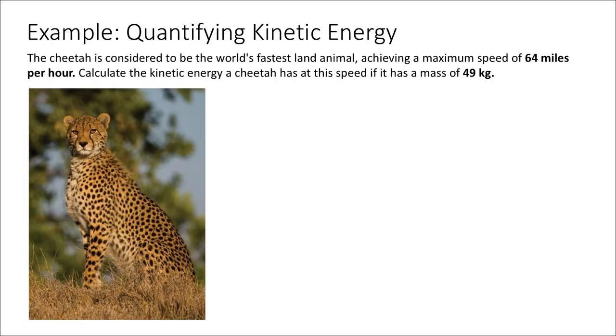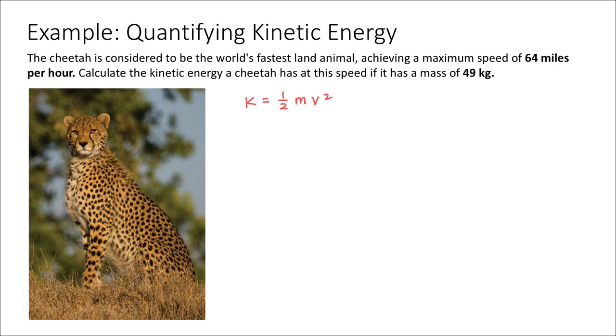Let's take a look at a quick example with one of my favorite animals, the cheetah. The cheetah is considered to be the world's fastest land animal, achieving a maximum speed of 64 miles per hour. Let's calculate the kinetic energy a cheetah has at this speed if it has a mass of 49 kilograms. To quantify the kinetic energy of the cheetah, I will once again bring out our kinetic energy formula. And I see that in order to quantify the kinetic energy, I need both the mass and the speed or velocity. I am given both of those things.